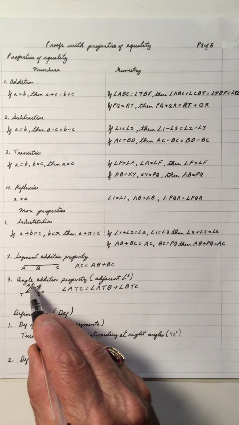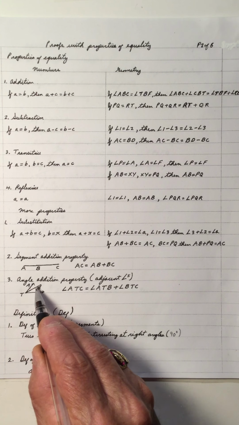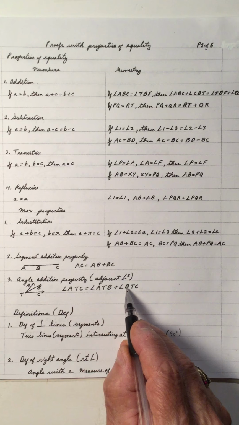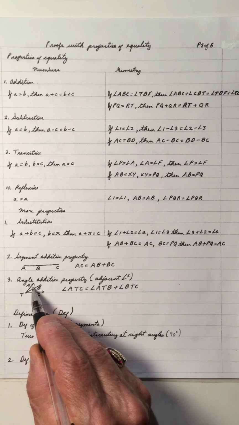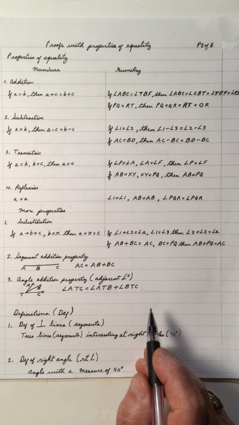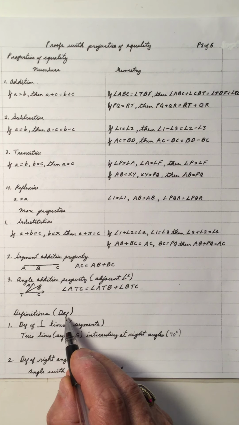Angle ATC is equal to angle ATB plus angle BTC. That's what this is saying. If you add these two angles together, you get the big angle. Angle addition property. We also have some definitions that we're going to use in our proofs.